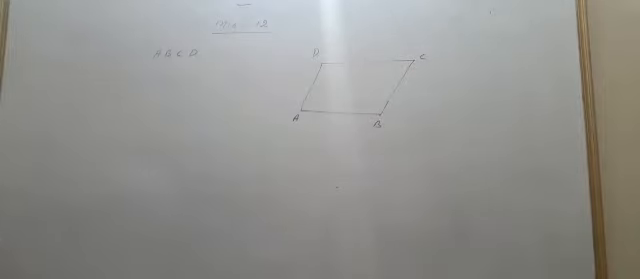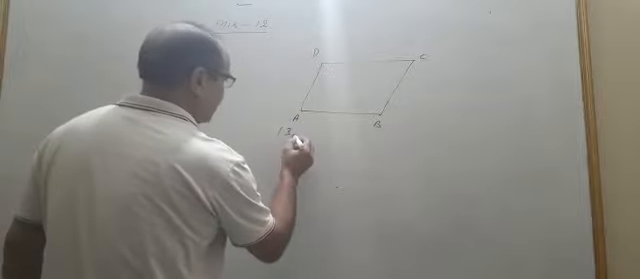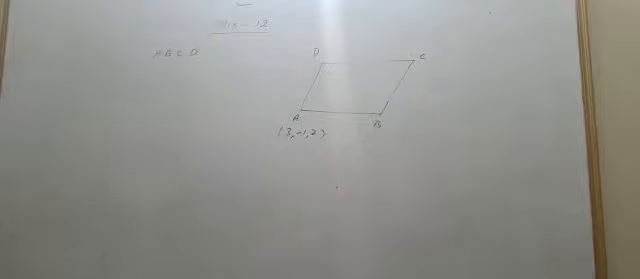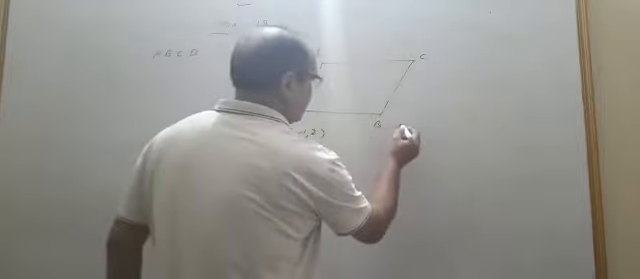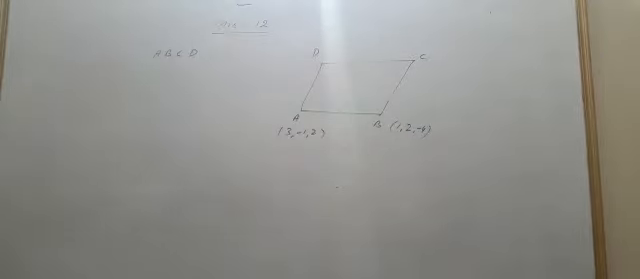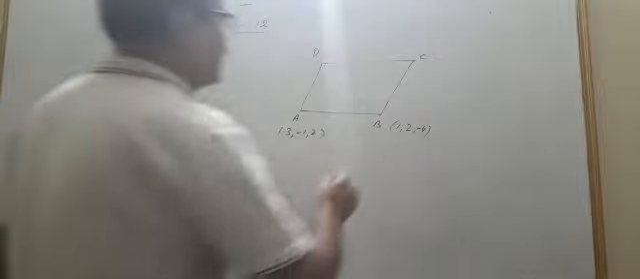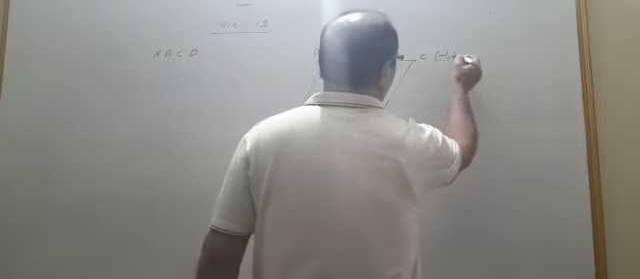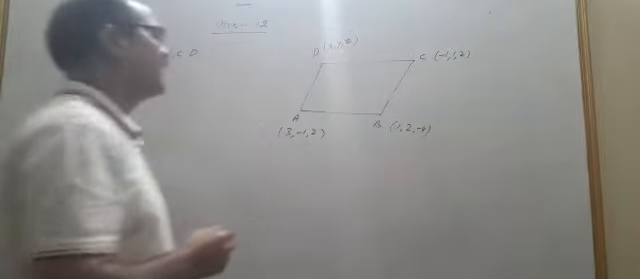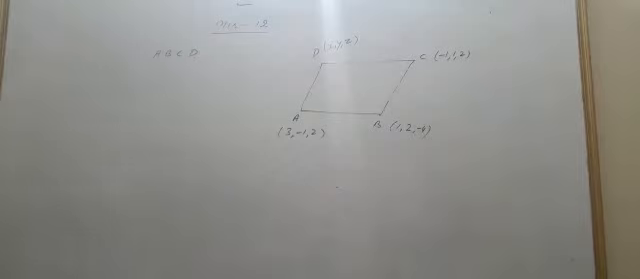So what are the vertices? The first vertex is A, that is (3, -1, 2), and the second vertex is B, that is (1, 2, -4). And students, the third vertex is also given, that is C (-1, 1, 2). The problem is you have to find its fourth vertex. So let the fourth vertex be (x, y, z). Now the problem is to find the coordinates of the fourth vertex.